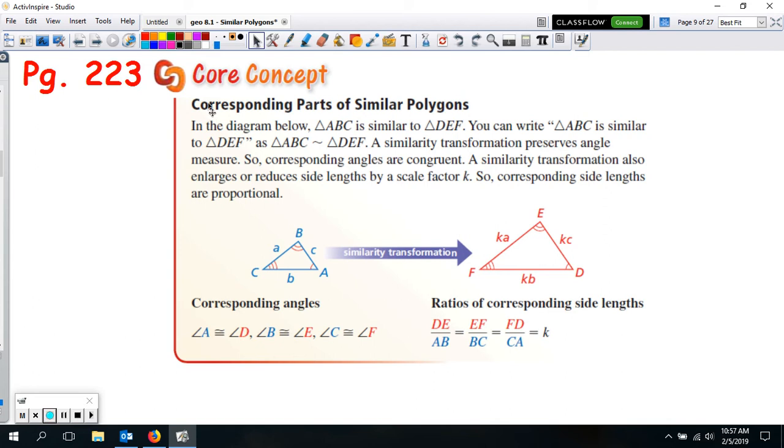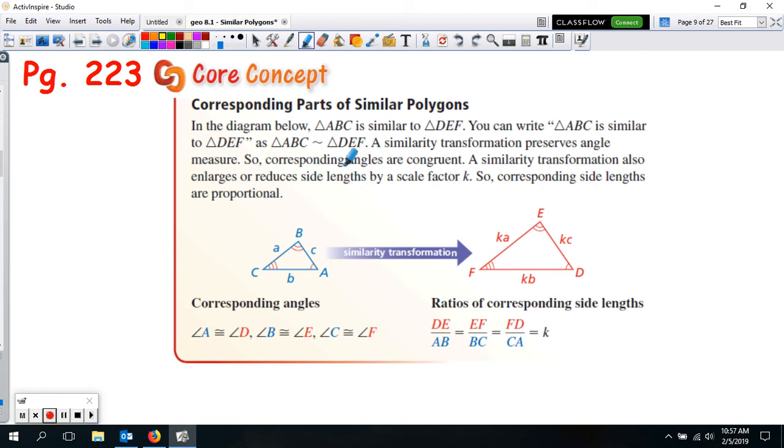And we're looking at really this core concept. You don't really need to write anything down for this one on the vocabulary because it's right here. Corresponding parts of similar polygons. This is definitely something you want to see. There are 2 parts to this: corresponding angles, and then the side lengths, which are not necessarily congruent. The angles are congruent, but the side lengths are actually going to be proportional. So you want to do some highlighting here.